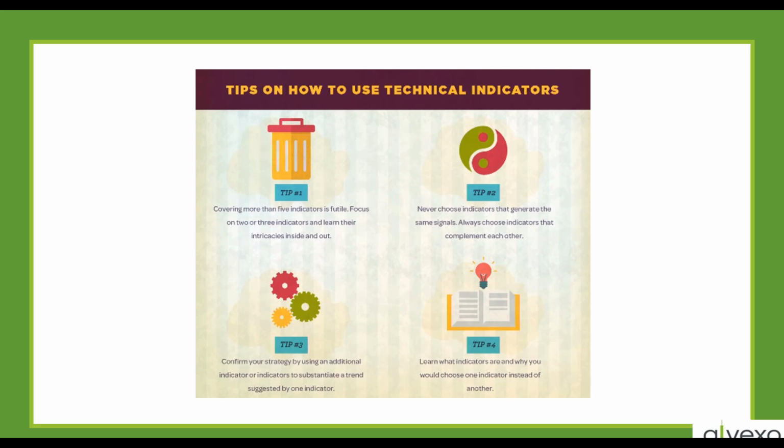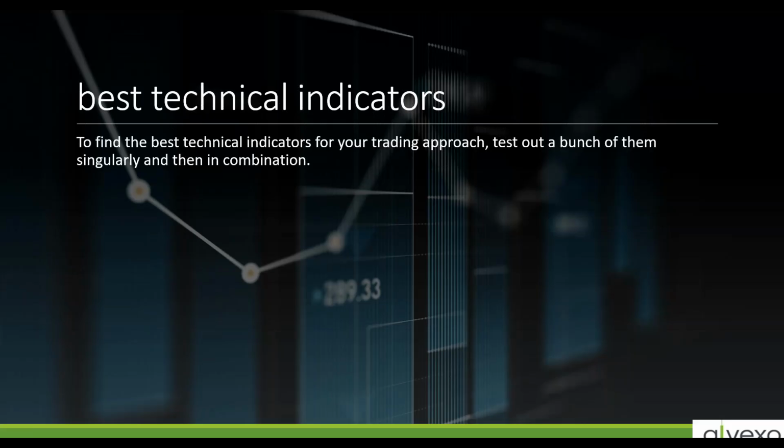You want to confirm your strategy by using an additional indicator to substantiate a trend suggested by another. And then learn what indicators are and why you should choose one indicator instead of another. To find the best technical indicators for your trading approach, test out a bunch of them singularly and then apply them in combinations.